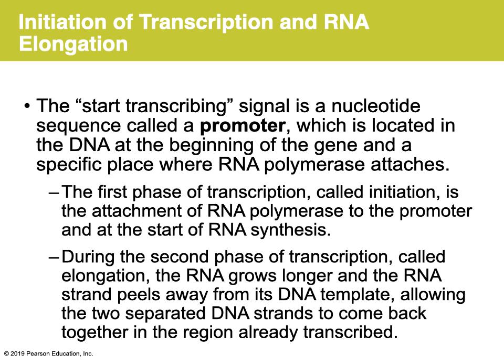Now, during the second phase, elongation, that kind of tells you what's happening, right? That RNA strand is elongating. It's growing longer. And as it does so, that RNA strand peels away from the DNA template. So once that's peeled away, now those two DNA strands can wind back together again in the region that was already transcribed.